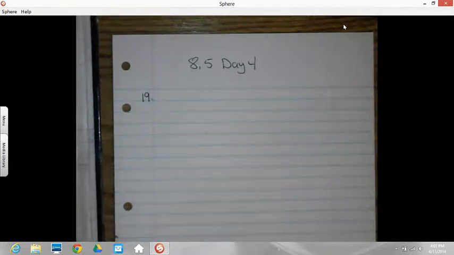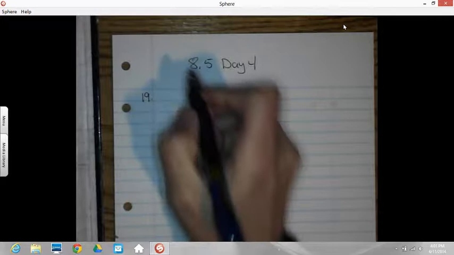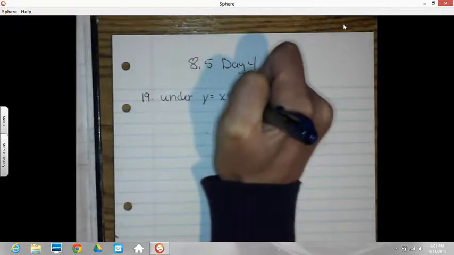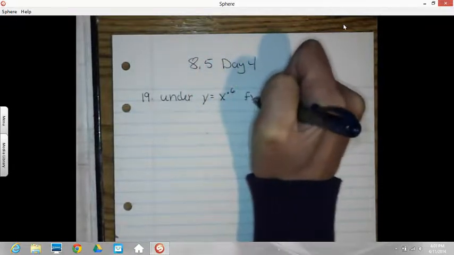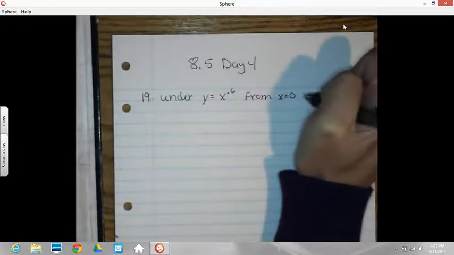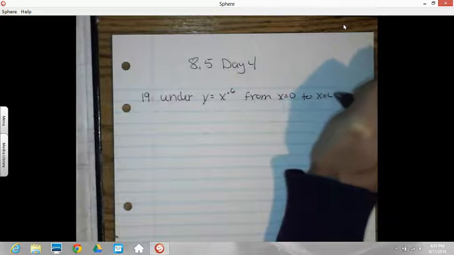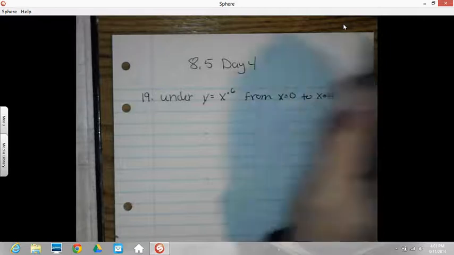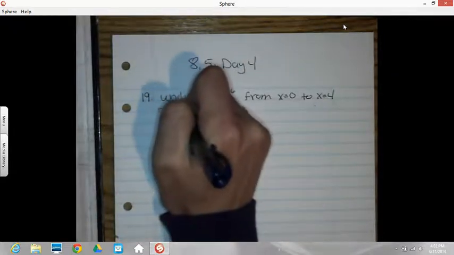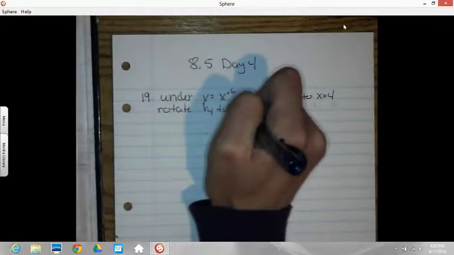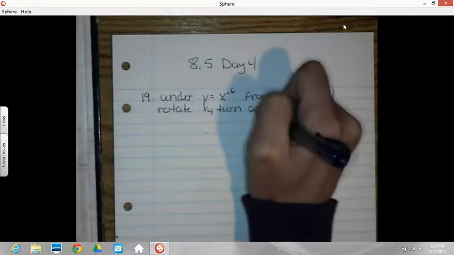What you're going to take is the region under the graph of y equals x to the point 6 from x equals 0 to 4. And we're only going to rotate that a quarter turn around the x-axis. So rotate a quarter turn around the x-axis.